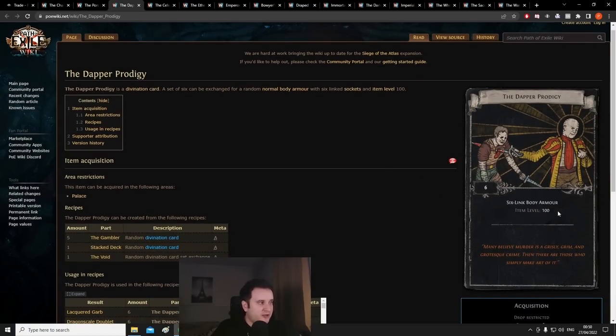Now, 6-link body armor. This one's item level 100. It's also random. This is something solo Cephalon players really like because this is way easier to farm than you might think for how good it is. So I'd especially consider this if you're solo Cephalon and you don't need a specific base at Leaguestart.